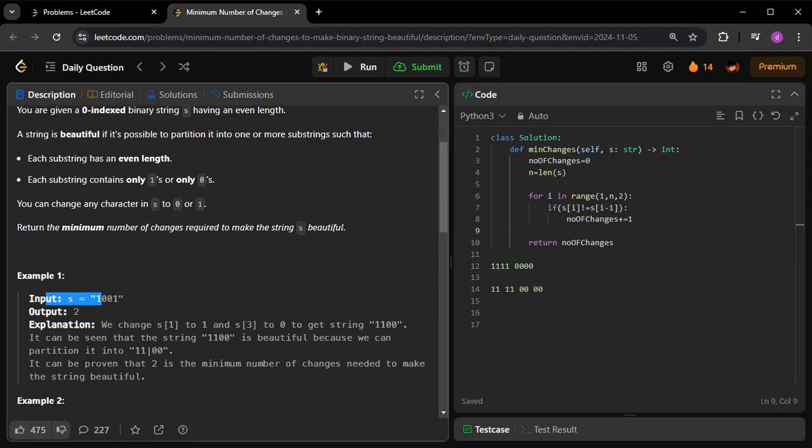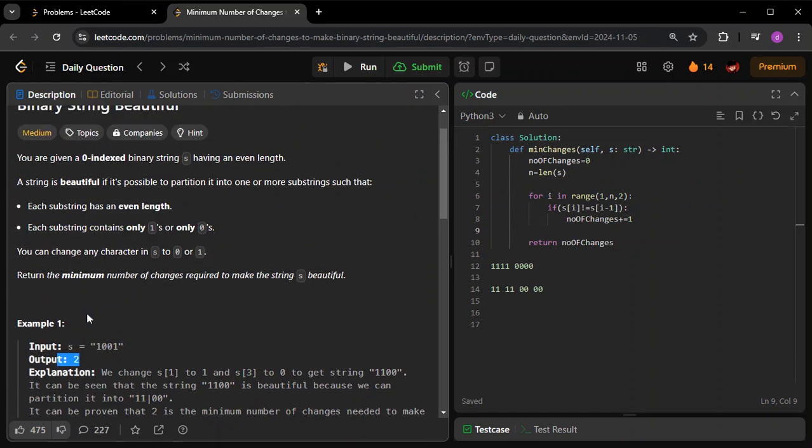Here, as you can see, the string is binary. Okay, the input will be a binary string, that is, the string will only have ones and zeros, and in the output, we'll have to return a number. Okay, it's an integer. Now let's see the question. You are given a zero indexed binary string s having an even length. Okay, the first property that we got is it's a binary string. Other properties, it should be of even length. Okay, these are given things to us. That is, the input will always be like this only.